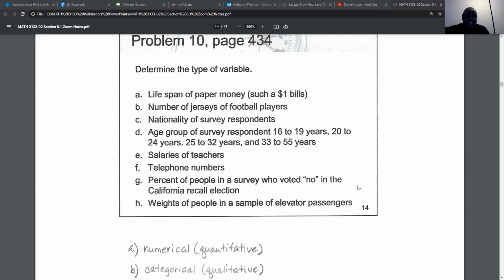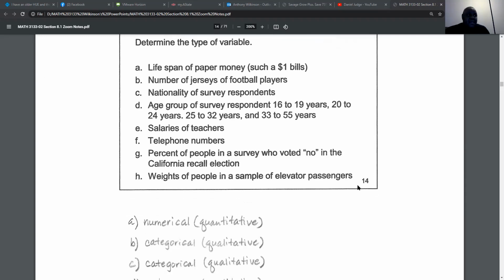All right, part C, nationality of survey respondents. That too is qualitative or categorical. Nationality is just identifying, there's several categories for nationality. It could be from the United States, it could be from China or from England or from Australia, etc.